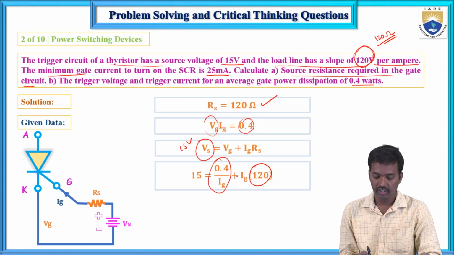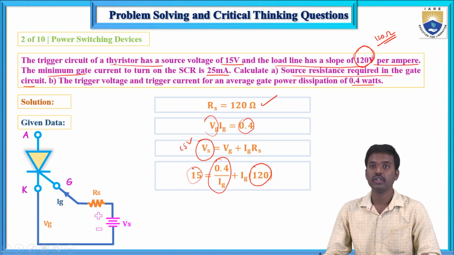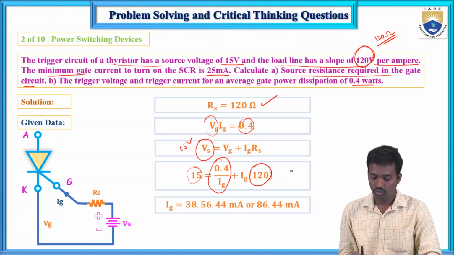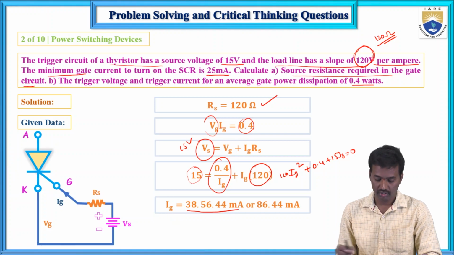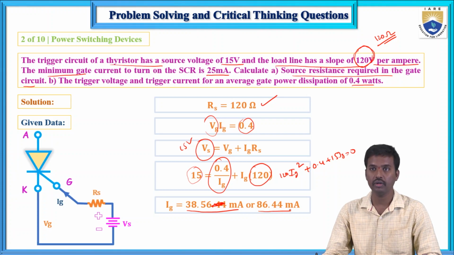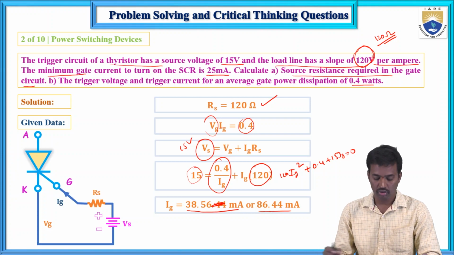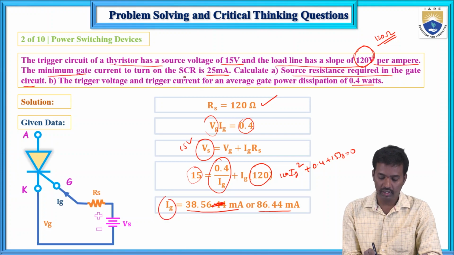So this is Vg, and next Ig as it is, and 15. Now if you solve this equation, here this is 120 Ig square plus 0.4 plus 15 Ig. If you solve this, you will get the Ig value equals 38.56 milliamperes and 86.44 milliamperes. So now this is Ig only, that is the triggering current.